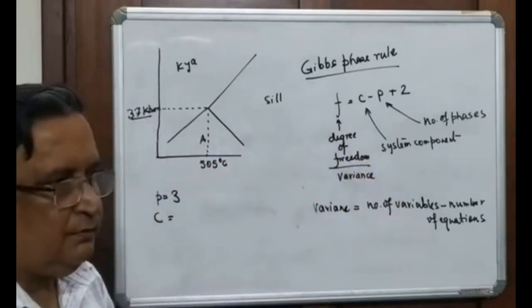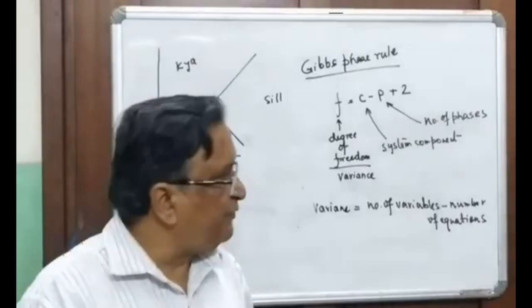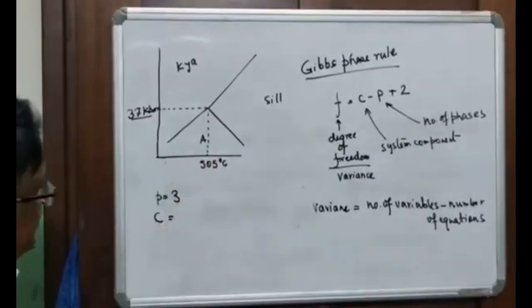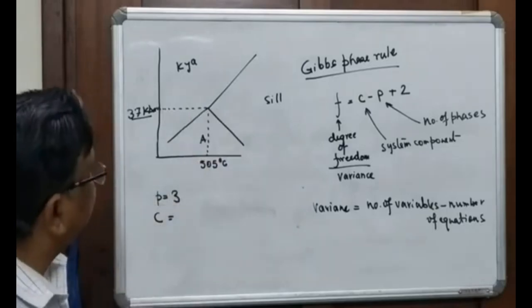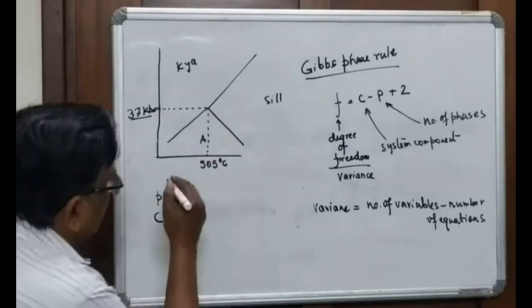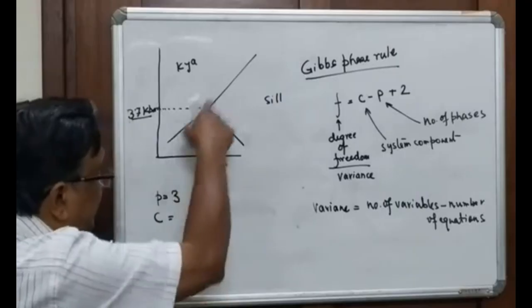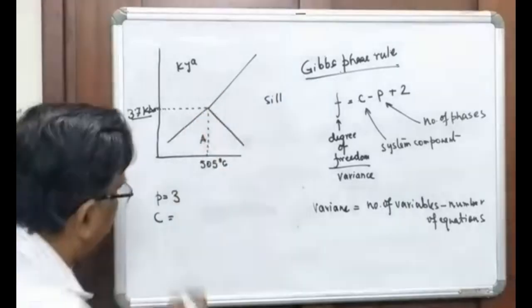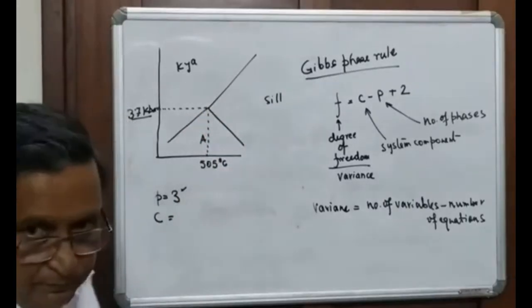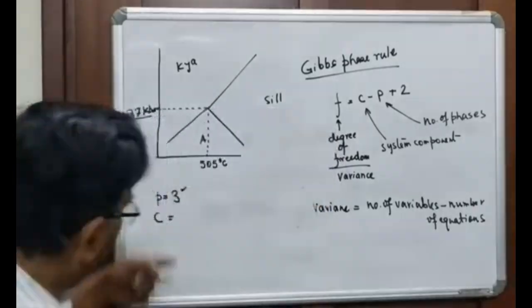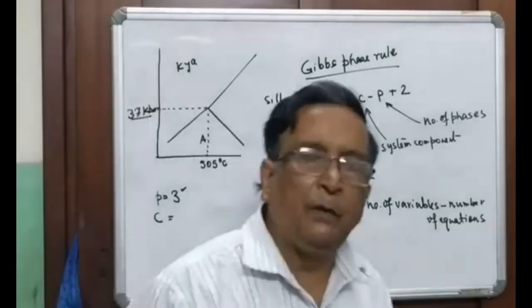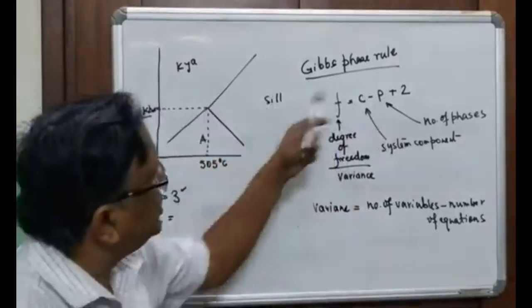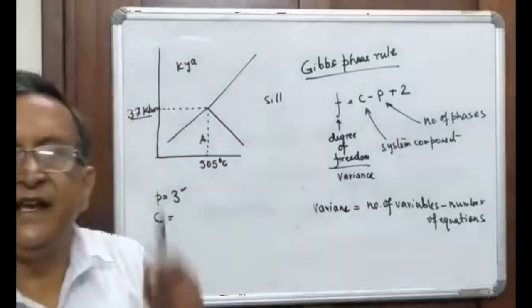And the point is, when we have to find out the degree of variance, remember the triple point. We're talking about the triple point. At the triple point, you have all three mineral phases coexisting in equilibrium. So we have P is equal to 3. At the moment we come to this value of C, we have a problem. What is the composition of sillimanite, kyanite and andalusite?